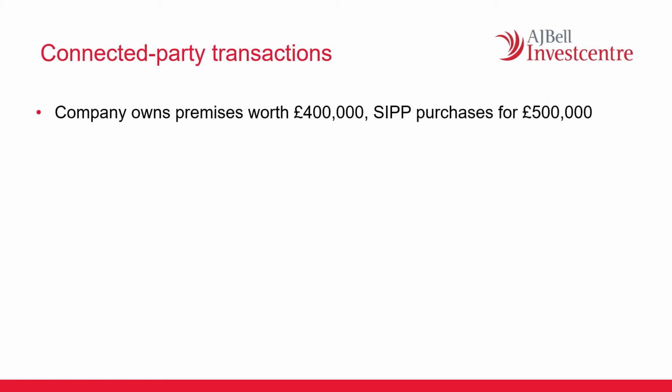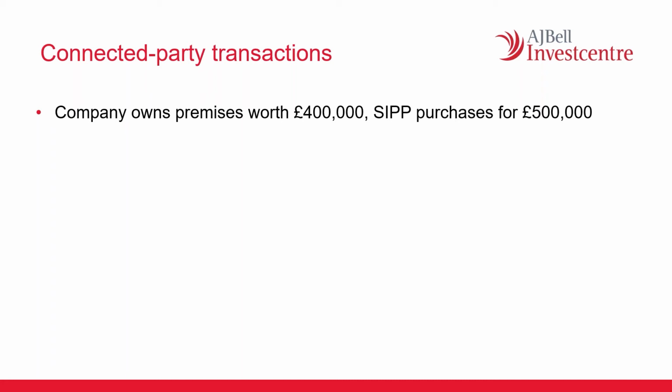The first one I have here is where a company owns premises which have been independently valued at £400,000 and a SIPP purchases them for £500,000. Now, if that was an unconnected pension scheme buying it, you'd think that's fantastic. The company's just made a bit more money. They've sold it above market value. If somebody was willing to pay for that, you'd argue what market value is. It's what the market's willing to pay. If somebody wants to pay a bit more for it than the surveyor says, then fantastic, that would be fine.